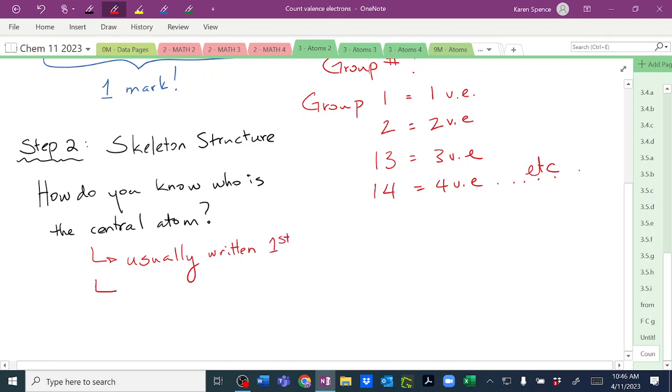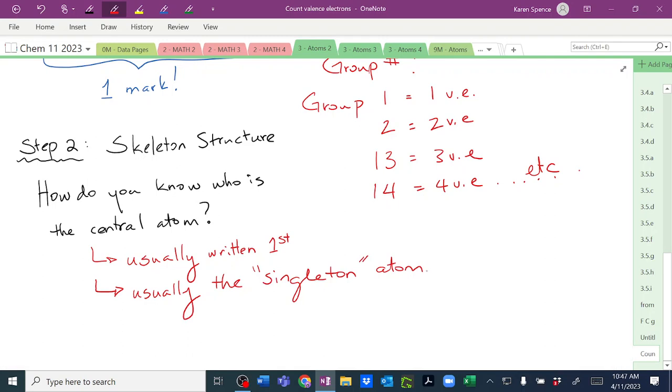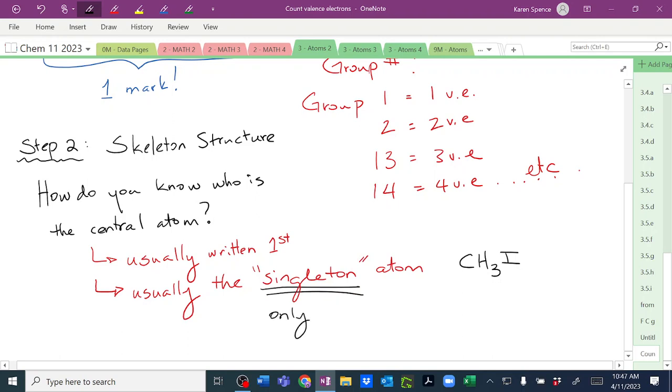Okay, and it is usually the singleton atom. What do I mean by a singleton atom? Tell your partner. Who are the singleton atoms in CH3I? The C and the I, because there's only one of them. So the singleton atoms means there's only one in the molecule. Okay, so that's going to be the C and the I.